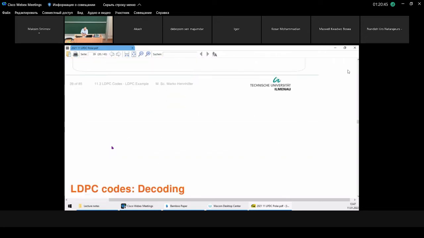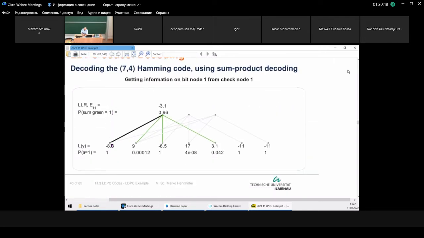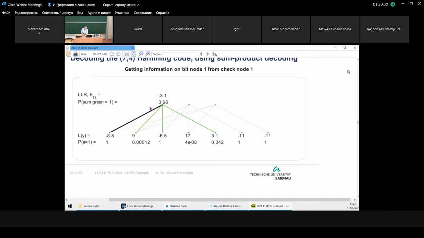Okay, so let's see how we can describe this. With the probability 0.96, calculated in a log likelihood ratio, this corresponds with a log likelihood ratio of -3.1. So this is basically the extrinsic information that we can extract over check node 1 for our bit node 1. With this log likelihood ratio or with this probability, this guy will be a 1.